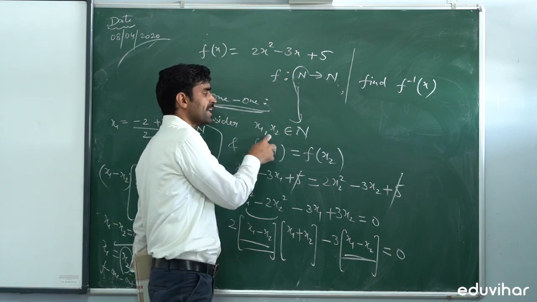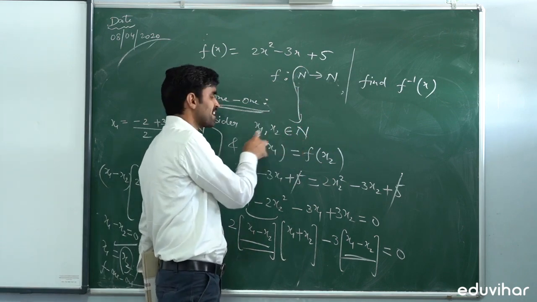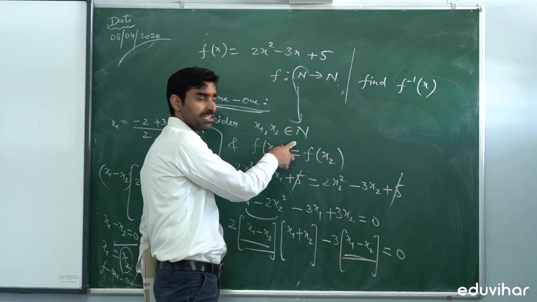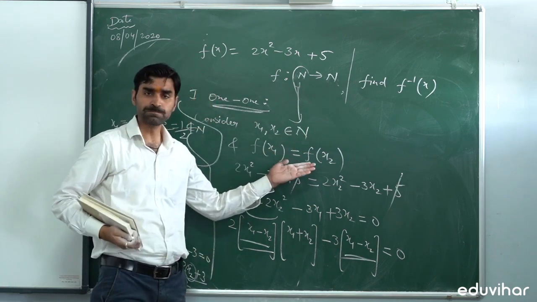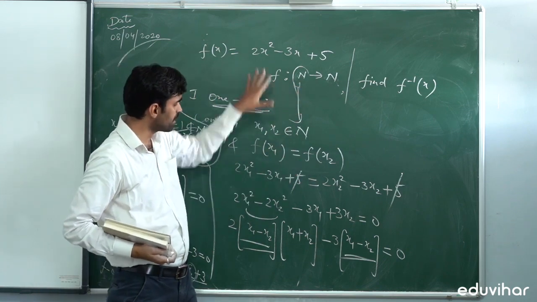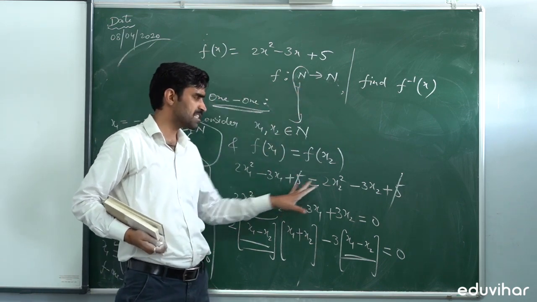So if we take x1, x2 from natural numbers to natural numbers, that is x1, x2 belong to the set of natural numbers from the domain, then f(x1) = f(x2), where f(x1) is 2x1² - 3x1 + 5.